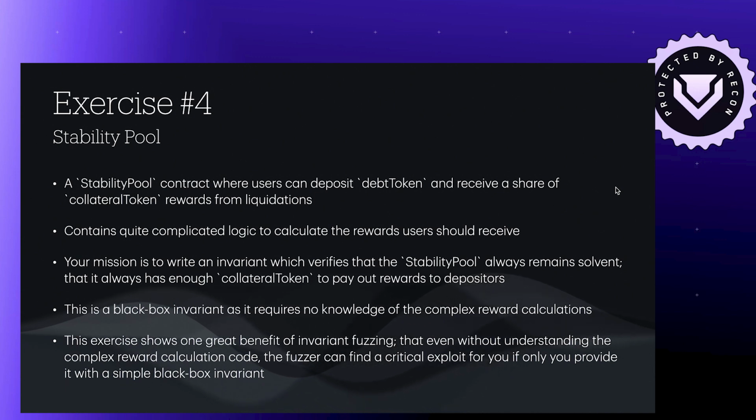So what do we do? Well, again, we just have this simple property that a stability pool should always remain solvent, right? There should always be enough collateral tokens in the stability pool to pay the amounts owed to the stability pool depositors, right?